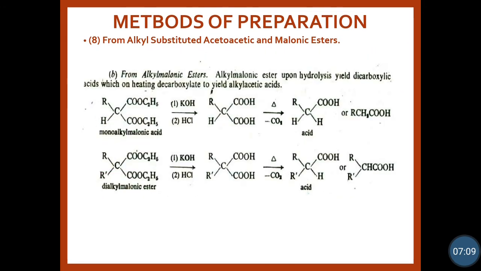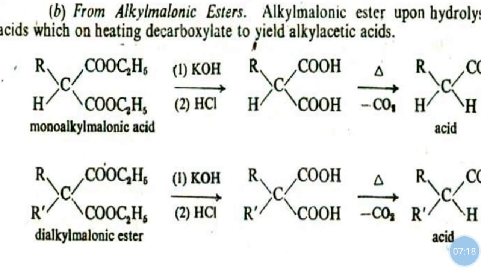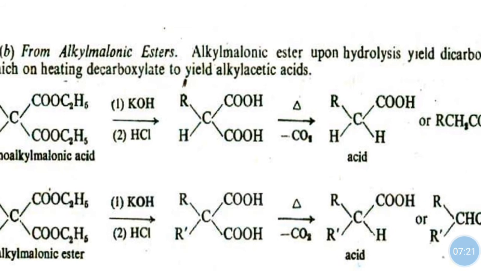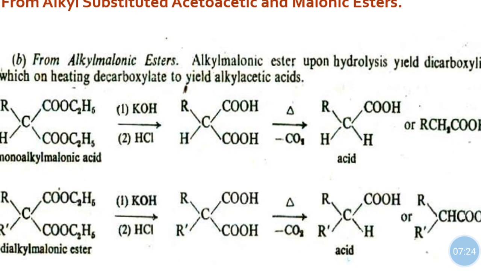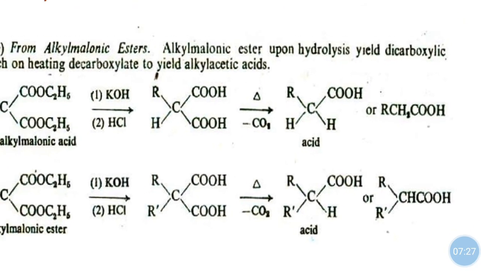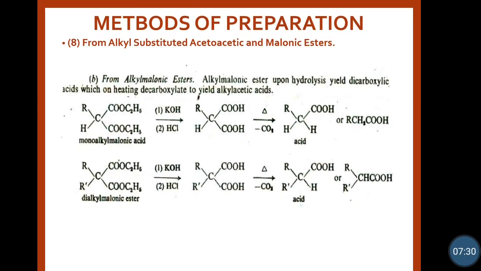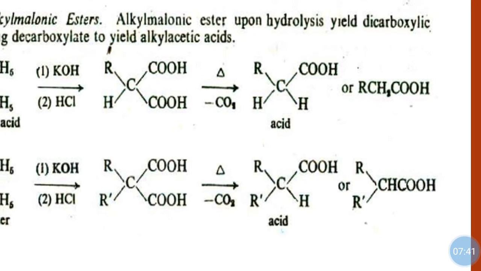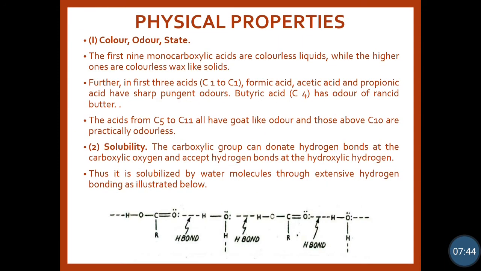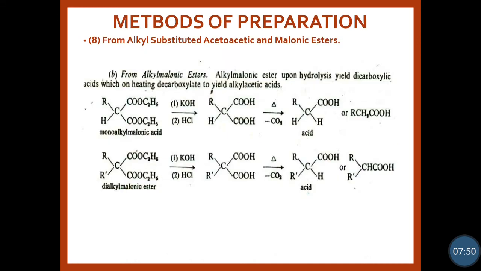Then another example is from alkyl malonic ester. With the same reaction conditions, only here HCl is directly used and CO2 is evolved in the next step, and it will give the acid. So alkyl malonic ester upon hydrolysis yields dicarboxylic acid, which on heating decarboxylates to yield an alkyl acetic acid. So all of these are the completed methods of preparation.